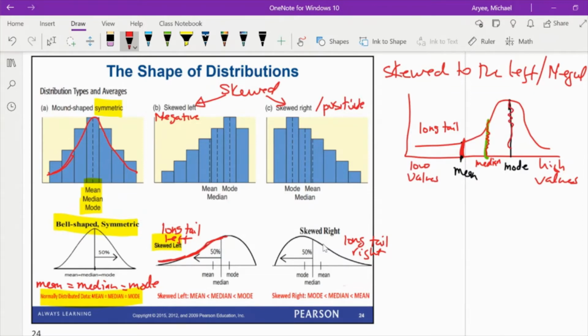So the mode is the peak. The mean will be drawn towards the long tail, the side of the long tail. The median will be in between those two.